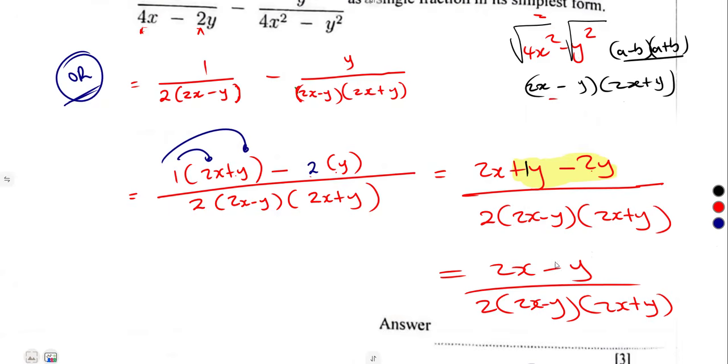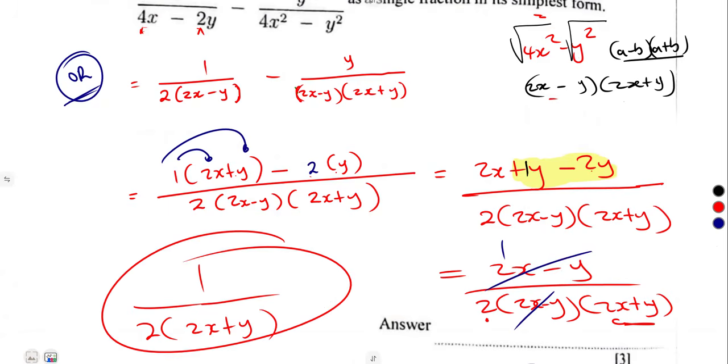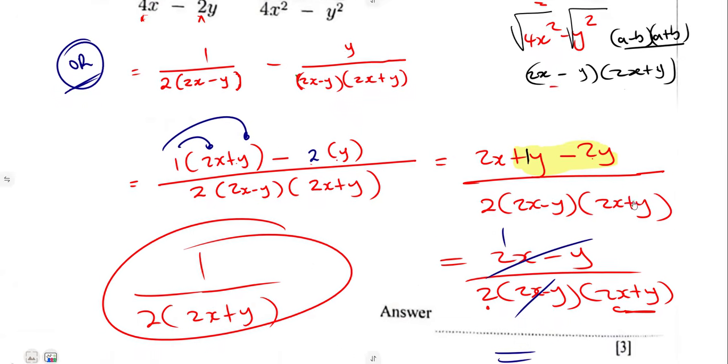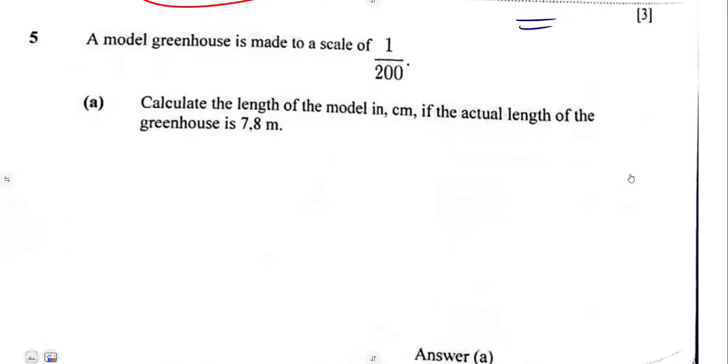Okay, so let us cancel this one and this one. You remain with the 1. So that is 1 over 2 into this bracket of 2x plus y, just like that. This was going to be our final answer, just like before. So we can see that simplification is actually in our hands. We can perform it the way that we understand.